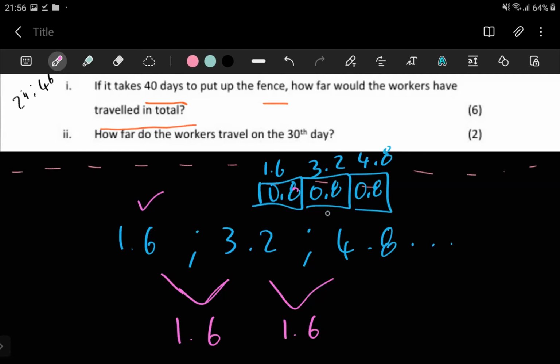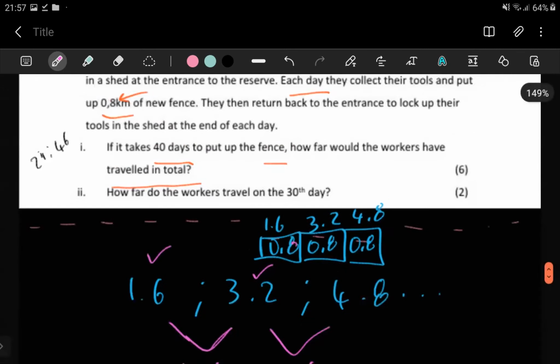Yeah, because look, on the second day they put another 0.8, right? Meaning while they were going, they walked 1.6. And then when they were coming back, they walked another 1.6, which is a total of 3.2. But then isn't it, the second day they already have the 1.6 and they build their fence, then 0.8, and then they have to go back again from the 0.8, so it's another 0.8 plus 1.6 again.